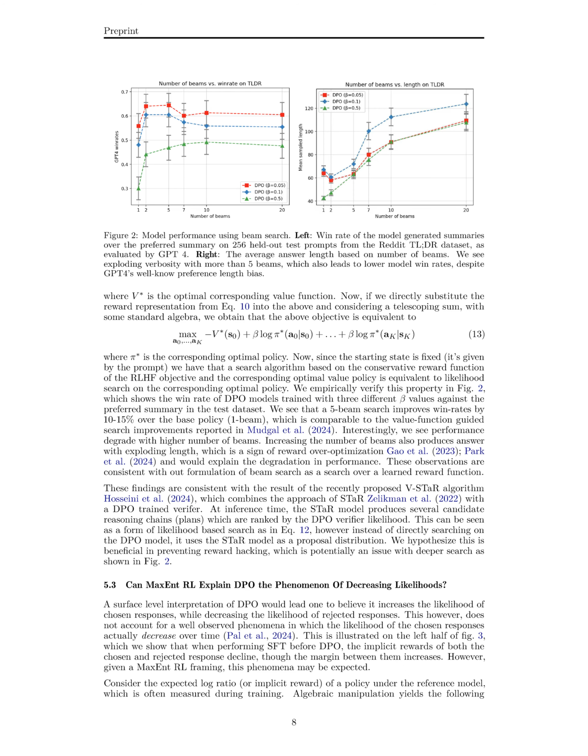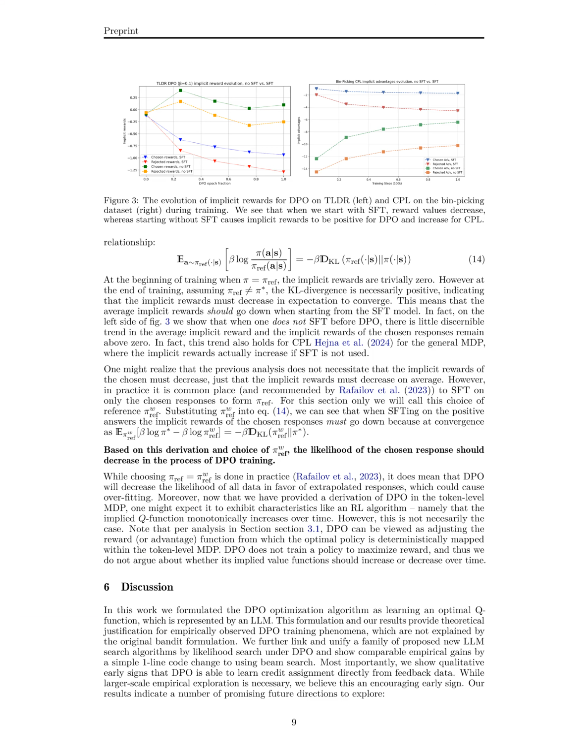The observed phenomena of decreasing likelihoods during DPO training can be explained within the framework of Maxent RL. The expected log ratio of a policy under the reference model is measured during training. Initially, when the policy is the same as the reference, the implicit rewards are 0. However, as training progresses and the policy deviates from the reference, the KL divergence becomes positive, indicating that the implicit rewards must decrease on average to converge. This means that the average implicit rewards should decrease over time.